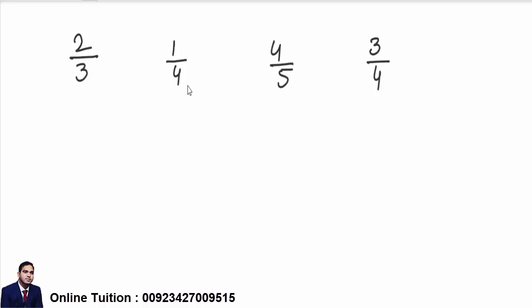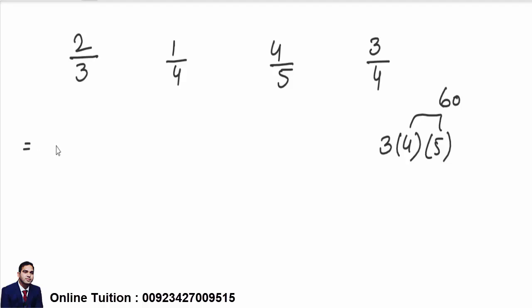So here the denominators are 3, 4, 5, and 4. For this you can take the LCM, or you can just multiply the different numbers: 3, 4, and 5. The 4 appears two times, and you need to write it only one time. So 4 fives are 20, and 20 threes are 60. So 60 is the common denominator.